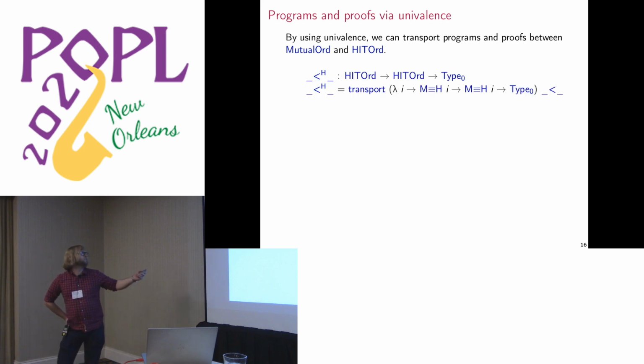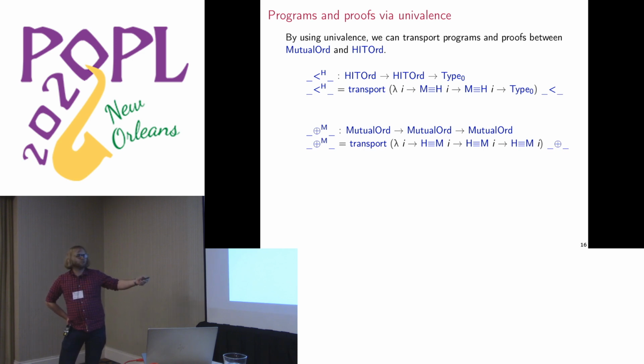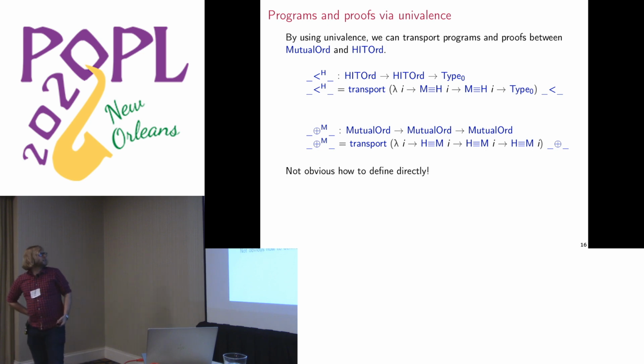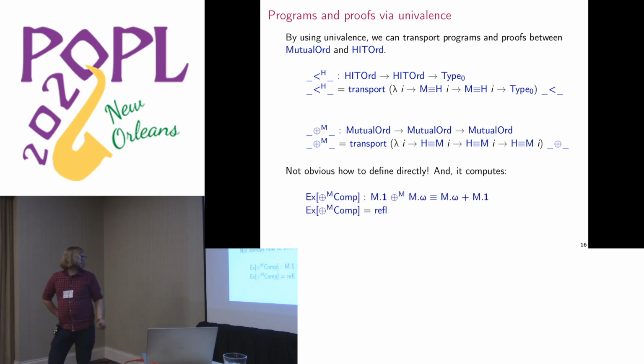Okay, and then once you've done this, you can use univalence to transport things between them. So you can get an order on the hit version using transport. You can get a commutative plus on the mutual version, which is not at all easy to define directly. And because you're in cubical Agda, all of this computes. Right? So you see here I have a proof that one Hessenberg sum omega is omega plus 1, and the proof is REFL. This just is definitionally true, right? Which wouldn't be true in a system that's not cubical Agda.